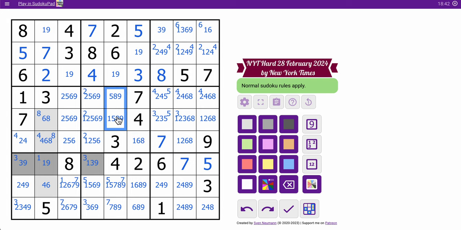Oh, 8 could be here. Can't do anything with those eights either. I wish I could, but I can't. There's something I'm missing about the way this grid is set up. I do not understand.